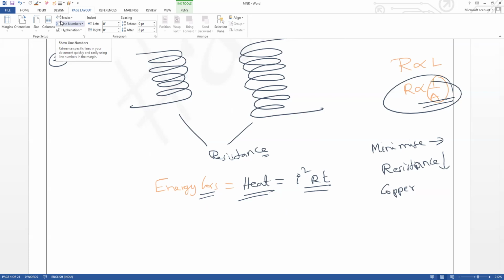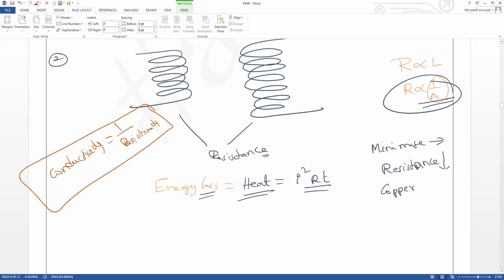Copper, because it has low resistivity. We all know that conductivity equals 1 by resistivity. Is it right or wrong? Yes. So conductivity equals 1 by resistivity. What is the unit of resistivity? Ohm meter. What is the unit of conductivity? Ohm meter inverse, 1 by resistivity. Yes or no?